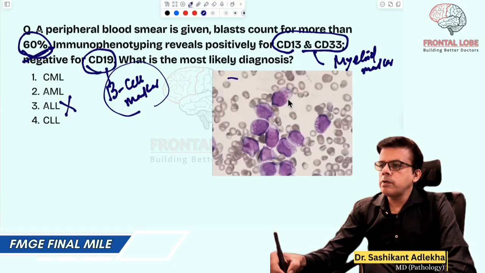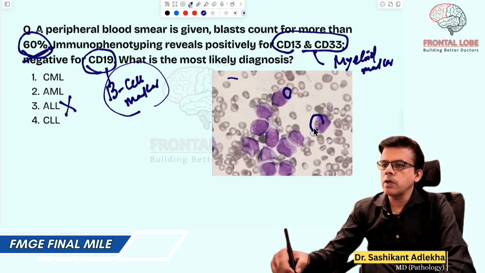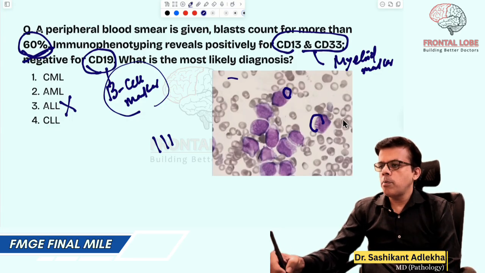And here you can see even some Auer rods, some elongated rod-like structures. You can see some Auer rods or some faggots, a bundle of Auer rods are also noted over here. So elongated rod-like structures, these are characteristic of myeloblasts.